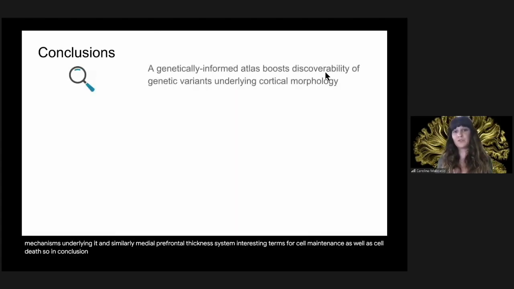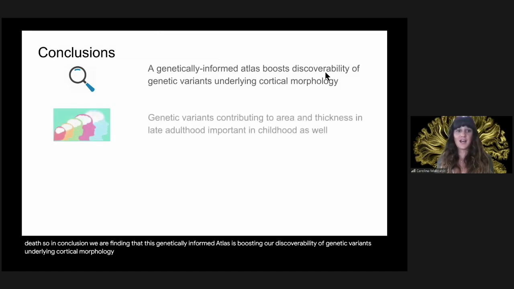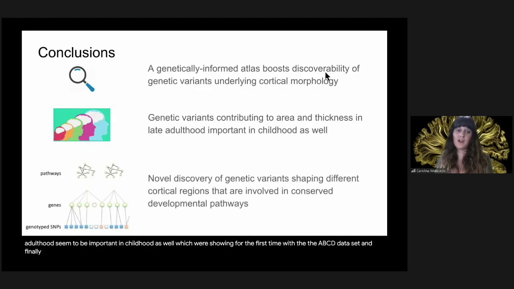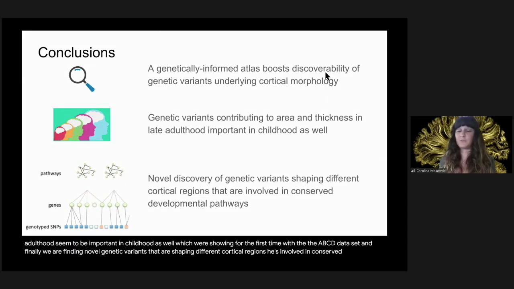So in conclusion, we are finding that this genetically informed atlas is boosting our discoverability of genetic variants underlying cortical morphology. And we are also finding that these genetic variants contributing to area and thickness in late adulthood seem to be important in childhood as well, which we're showing for the first time with the ABCD dataset. And finally, we are finding novel genetic variants that are shaping different cortical regions involved in conserved developmental pathways.